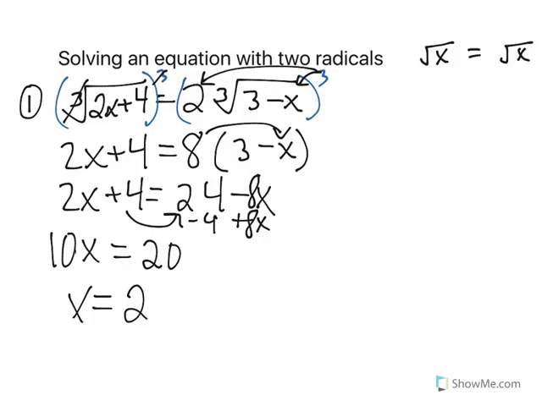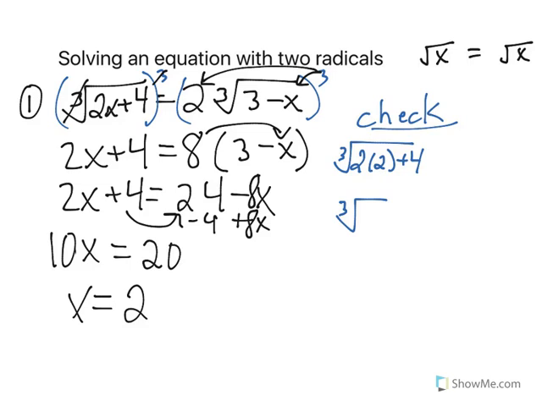Now, to check this, it can be a little tricky, and sometimes a calculator is required. Let's see what happens here. So we have the cubed root of 2 times 2 plus 4. So that's going to be the cubed root of 8. Oh, that's good.